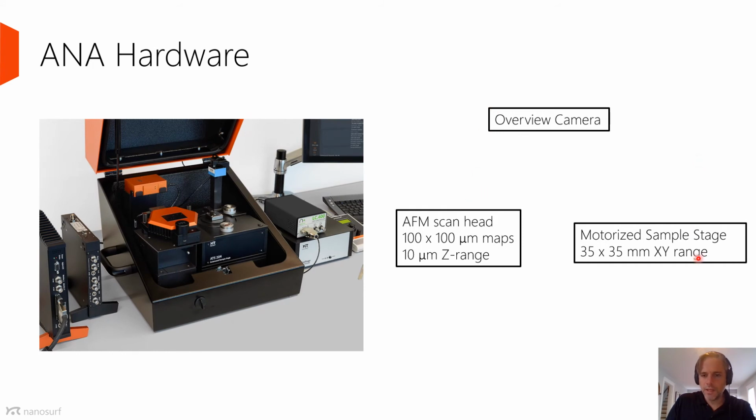Now, the 3 main components, the scanner, the overview camera, and the motorized stage, they all need to talk to one another. And that's where the ANA software comes in. ANA software coordinates the overview camera with the motorized stage and with the AFM scan head. So everything works together nicely.